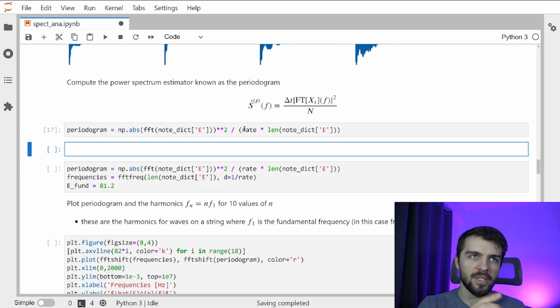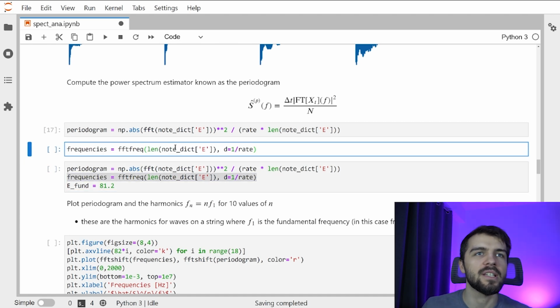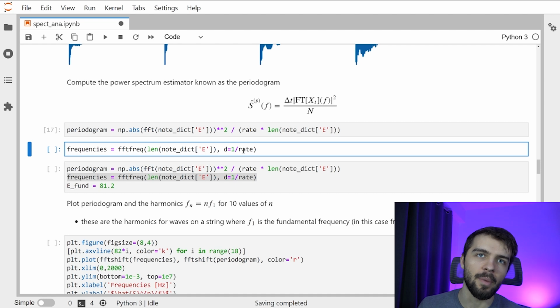And so to get the frequencies, my x-axis, which I'm going to plot against, I give how many points there are in this time series, but then there's still not the information about the sampling rate, and d gives what delta t is equal to. So if the rate is 48,000 times a second, 1 divided by 48,000 gives delta t. And this gives me my exact Fourier frequencies of the periodogram.